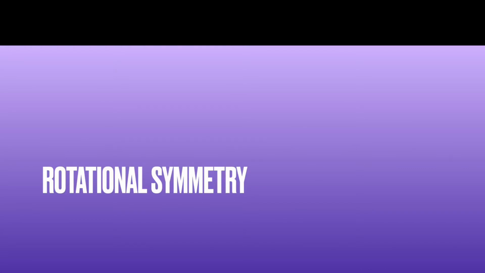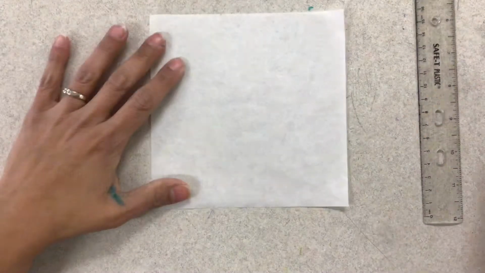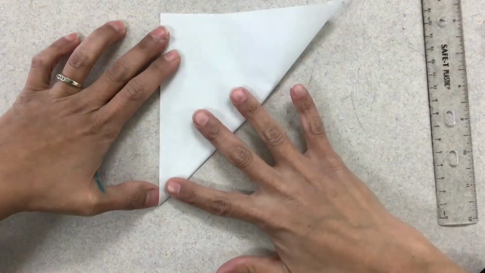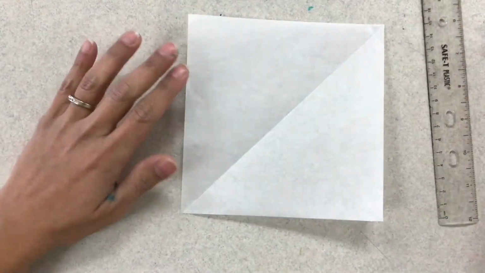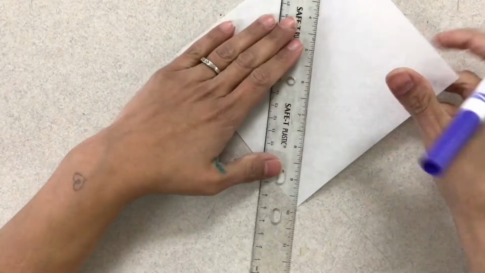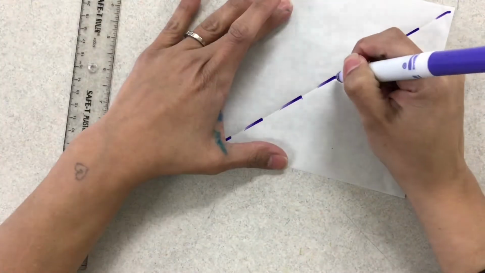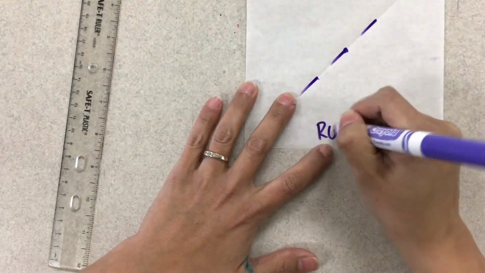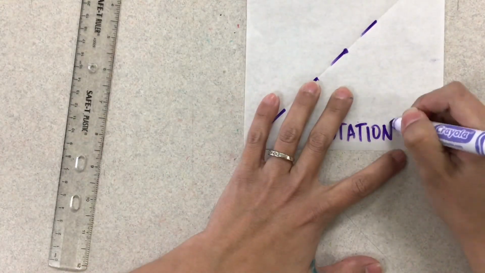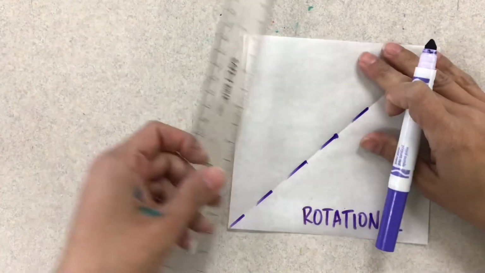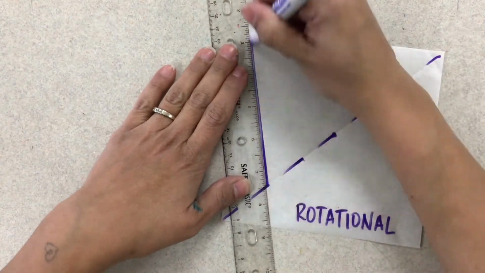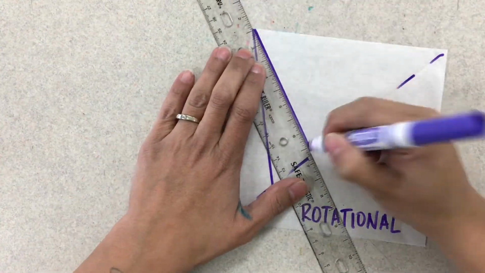The last example is rotational symmetry. I happen to be folding my paper at a diagonal, but I could have folded it vertically or horizontally. For rotational design, you actually only need to make a design on one half of the paper. You're not going to see the rotation in this particular demonstration. You'll see it in the next demonstration.